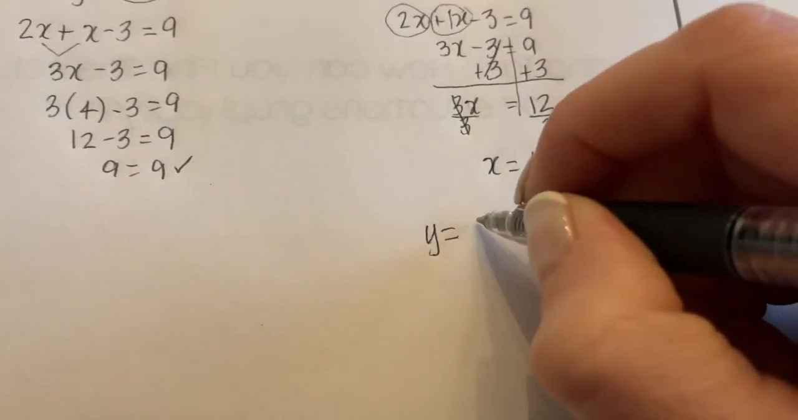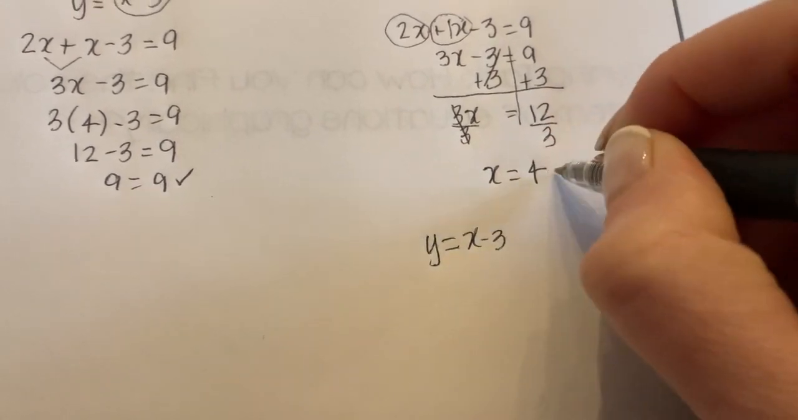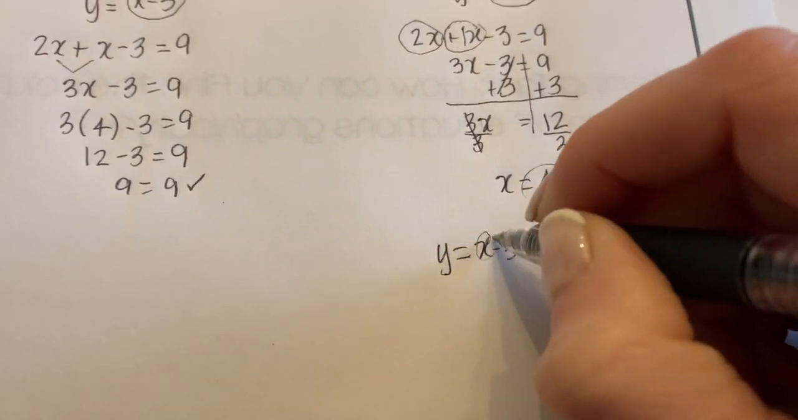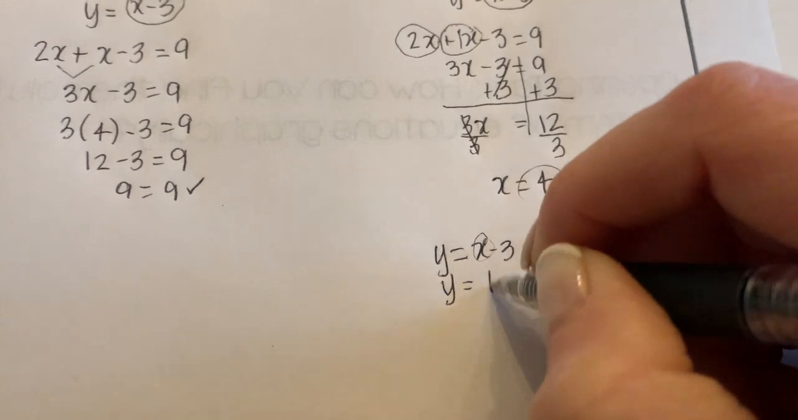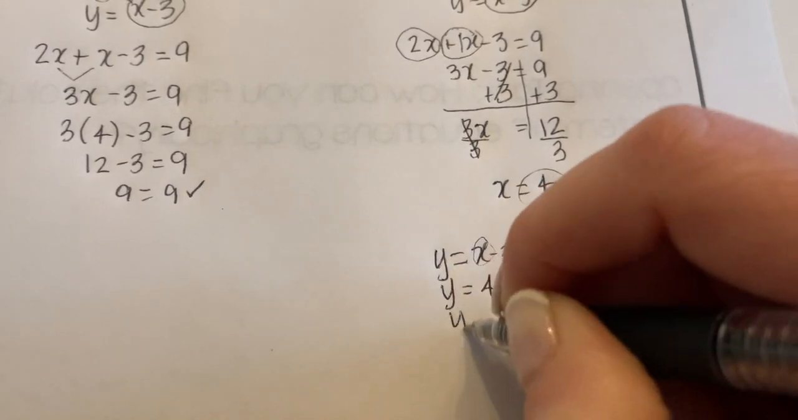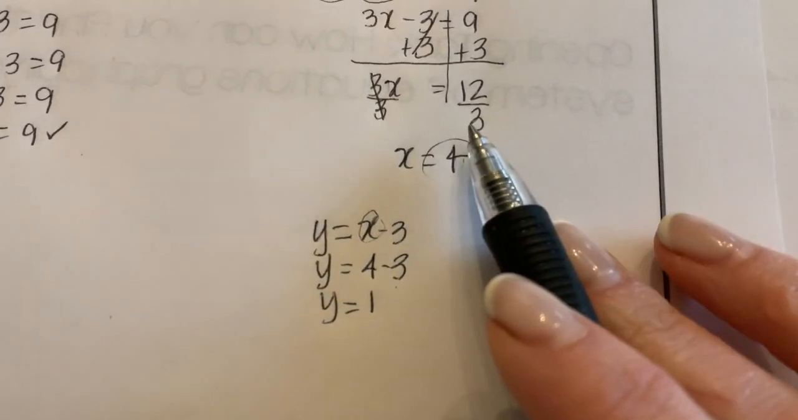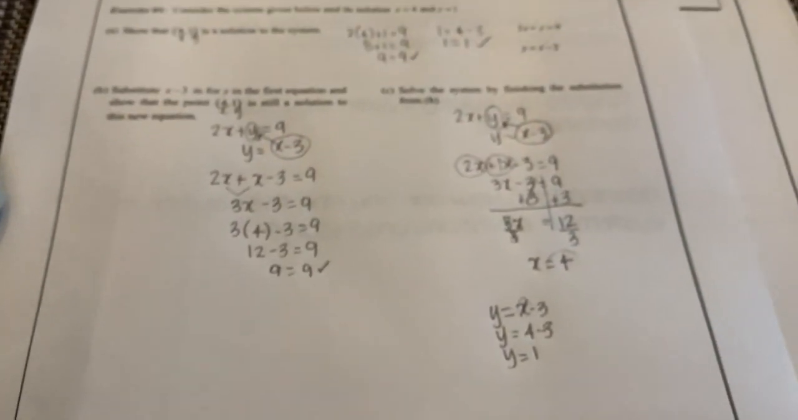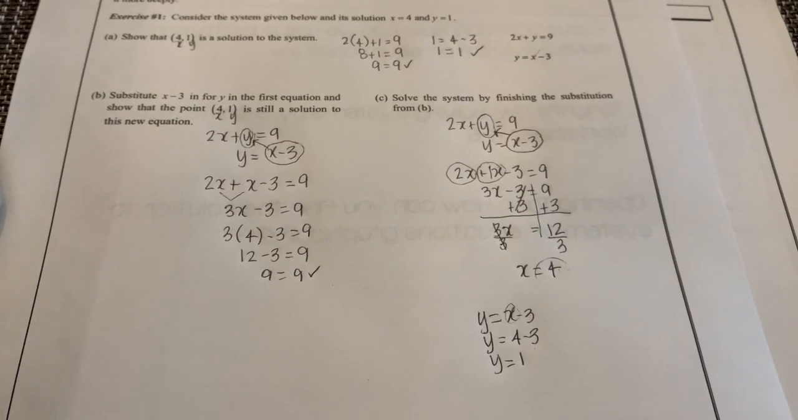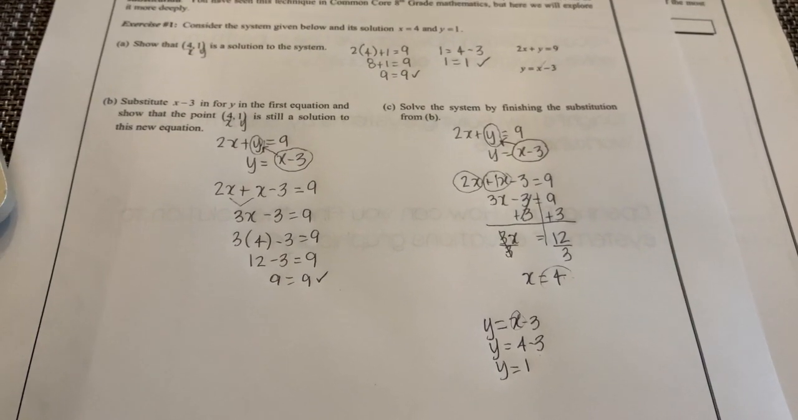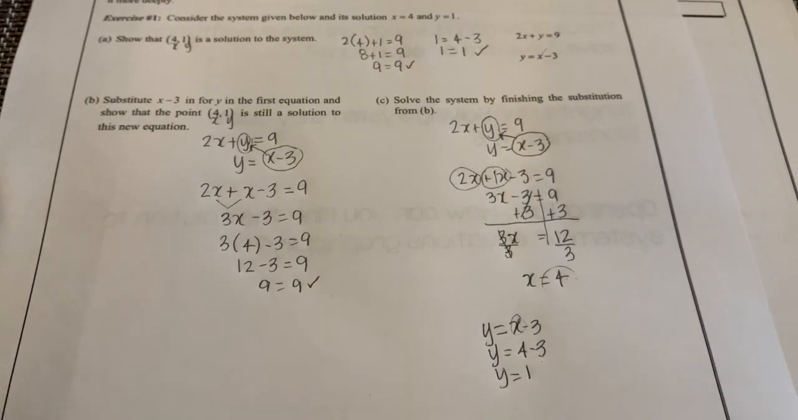y equals, it was x minus 3. And I'm going to replace the x with 4 to find y. So y is equal to 4 minus 3, y equals 1. So that was the solution. Now I'm going to walk you through it with steps in the next example, a little bit nicer, but this is the answer to the first exercise.